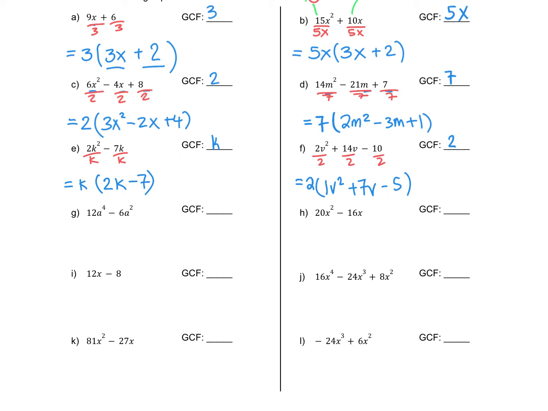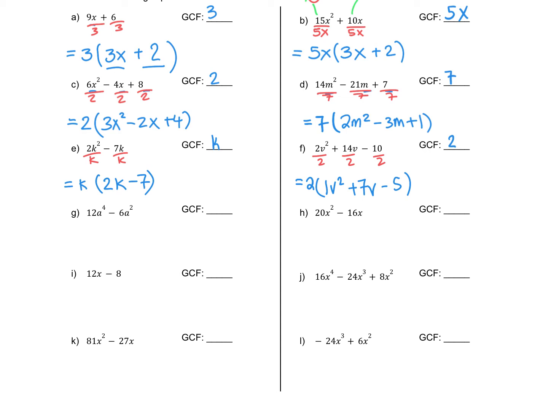Okay, for the next one, 12a to the power of 4 subtract 6a squared. Again, I want you to pause the video, write your greatest common factor, but then come back to make sure you got it correctly, just because the exponents are a little higher than normal.